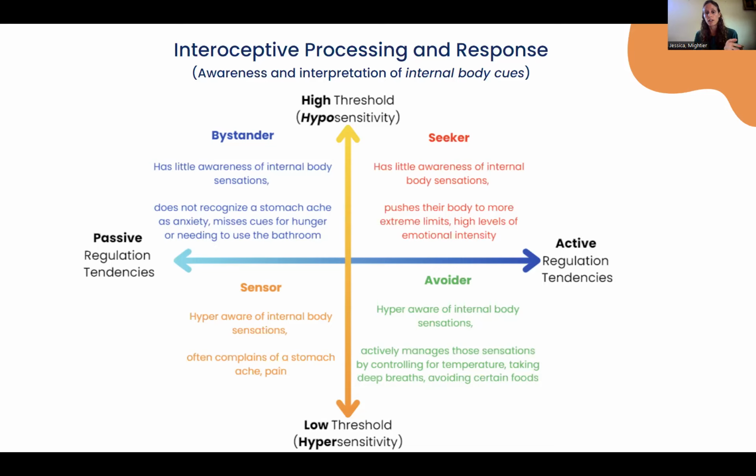Bottom right, we have our avoider. Again, hyper aware of those internal body sensations and doing something to manage them. So this might be the child who's changing their clothes all the time because they're controlling for temperature, or they're taking deep breaths because they noticed that their breathing is shallow or their heart is racing, right? And so they're trying to calm themselves down, or they're avoiding certain foods because they know that whenever they eat this, their stomach feels a little sick, so they're not going to eat that thing anymore.